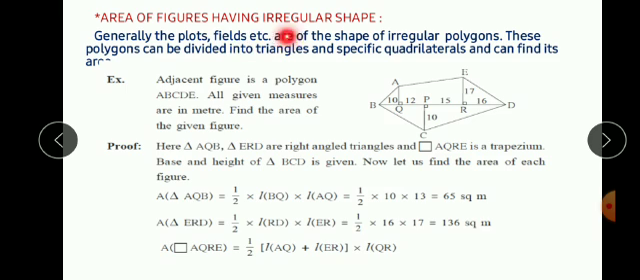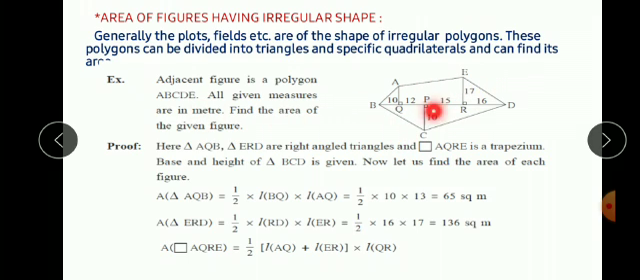Up till now we have seen regular shapes. So for an irregular shape, if the figure is given, how do we find the area? Generally the plots, fields, etc. are of the shape of irregular polygons. These polygons can be divided into triangles and specific quadrilaterals and we can find their areas. So such type of plots are given, and to find the area we will take one triangle at a time.